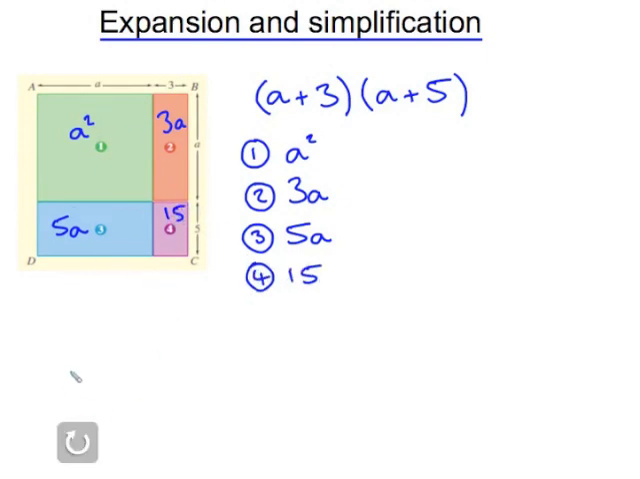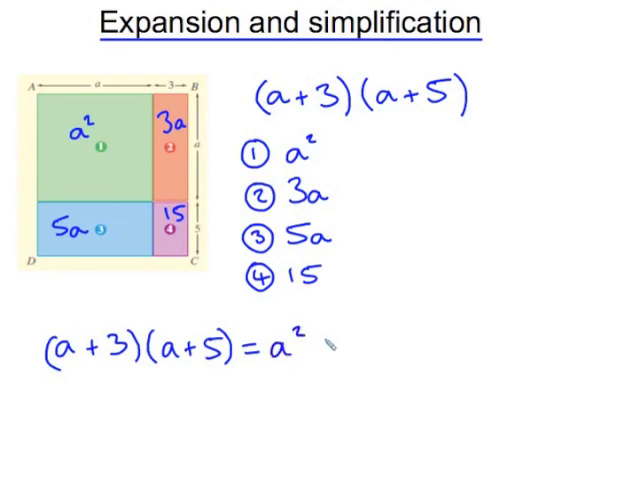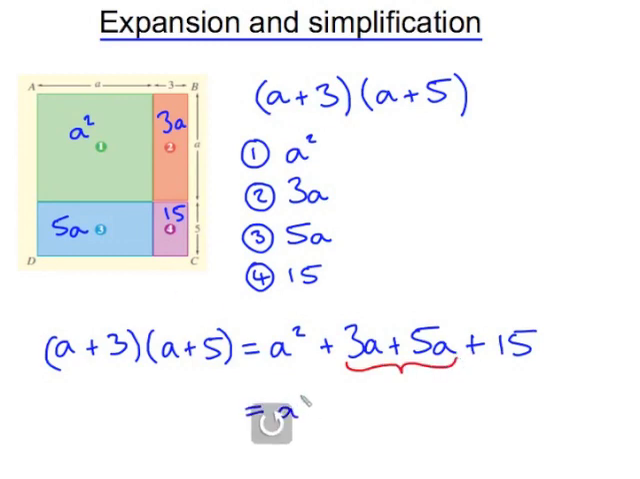So what we've shown here is that if we multiply A plus 3 by A plus 5, the result is these four areas added together, A squared plus 3A plus 5A plus 15. These two expressions are equivalent. And I can simplify this because 3A and 5A together make 8A. So a simplified expression is A squared plus 8A plus 15.